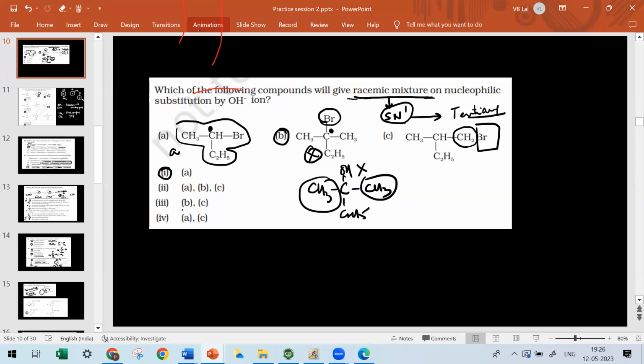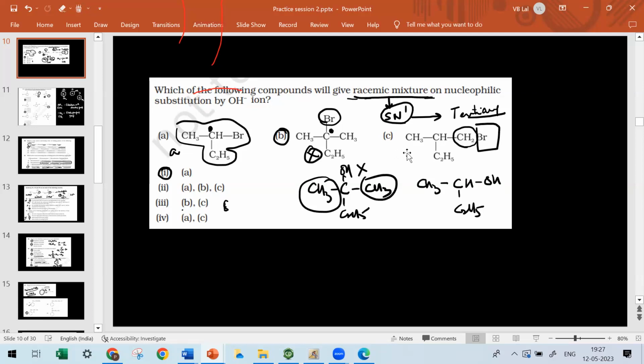So what will be the product in case of A? It will be CH3, CH, OH, and C2H5. And this can have both options. And since it is secondary, it can undergo an SN1 reaction. And so the product formed will be racemized. So the answer is 1, and that is A. Okay, very good point. It's MSc also, no, ma'am. They haven't asked which will give the highest reactivity.